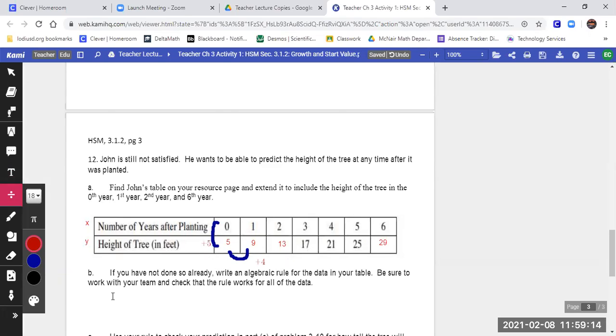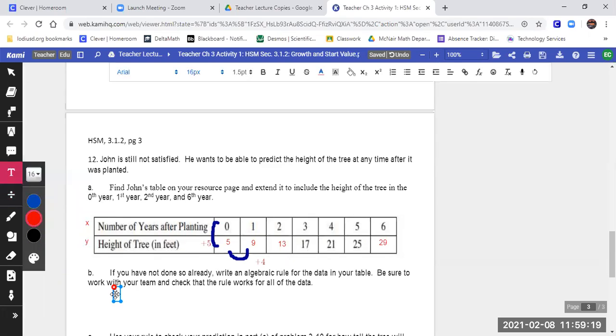So our equation would be the algebraic rule. I always have to sound it out. For the data in the table is y equals 4x plus 5. Because it was 4 times, 4 times, 4 over and over. And then we had to add the 5 feet that it started at.